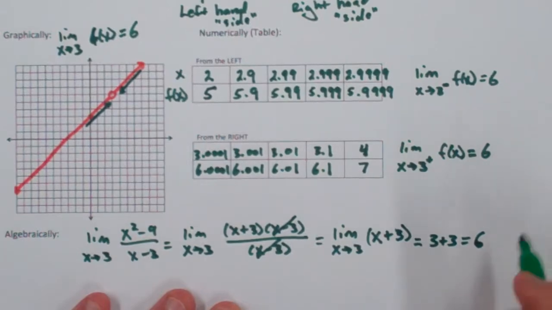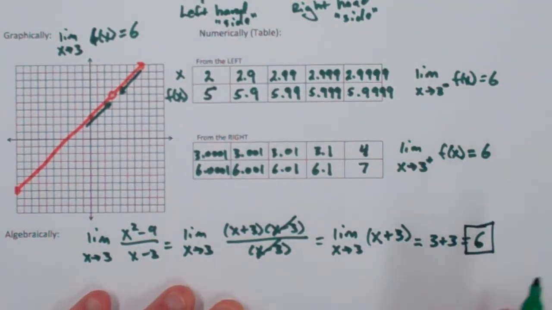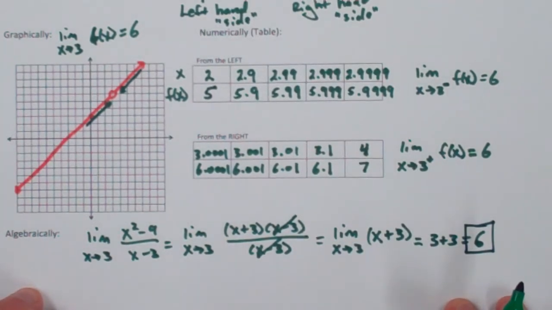So the answer to this question, if you're asked this, is just 6. That is the limit as x approaches 3 of f of x.